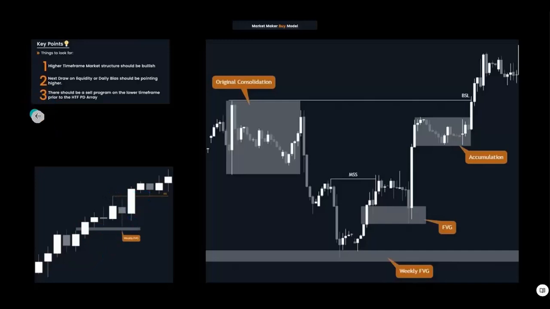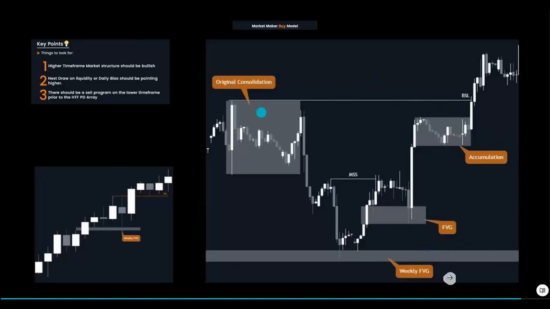The third step is that there should be a sell program on the lower time frame prior to the higher time frame PD array. So prior to price coming into this weekly fair value gap, we need to have a sell program on the lower time frame for us to support our buy model.